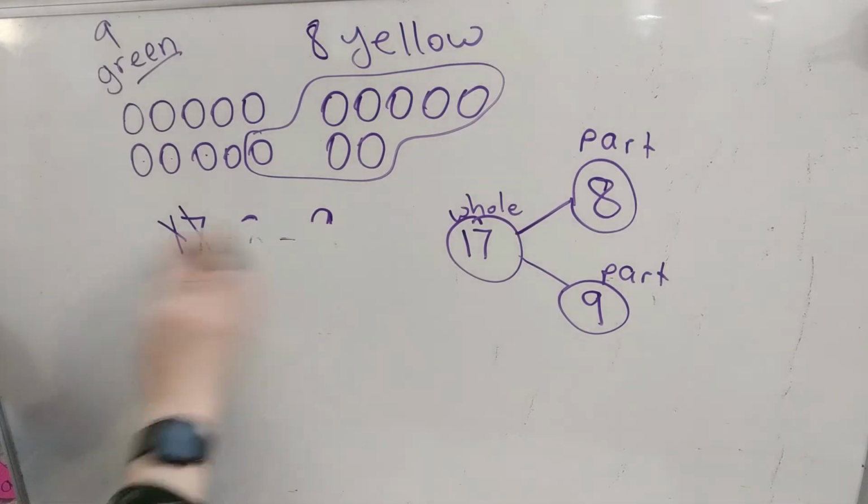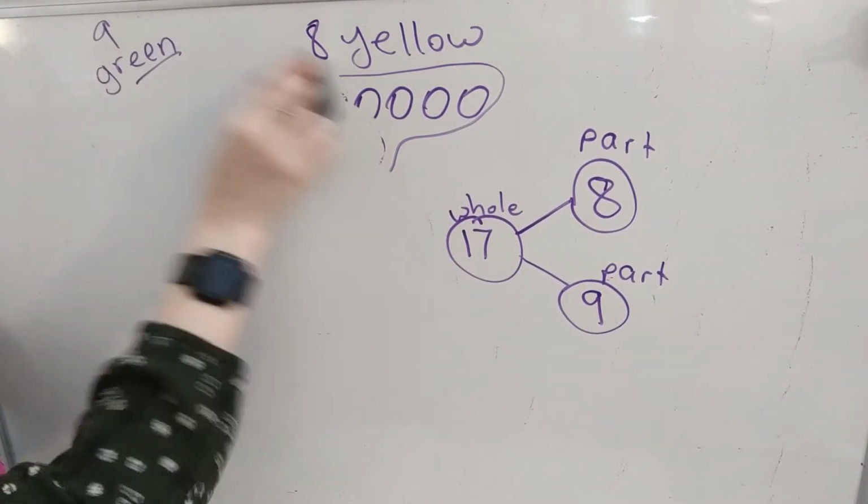Great job, you guys. Let's look at number 4. Okay, number 4 says there are 16 bees. 9 bees are on a flower and the rest are on the ground. How many bees are on the ground?